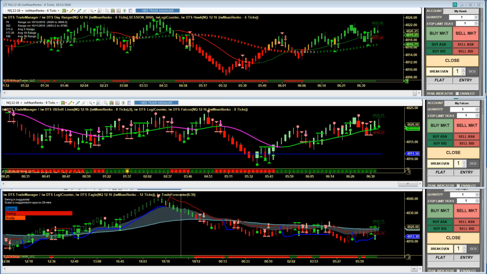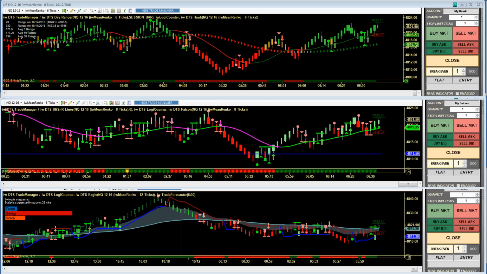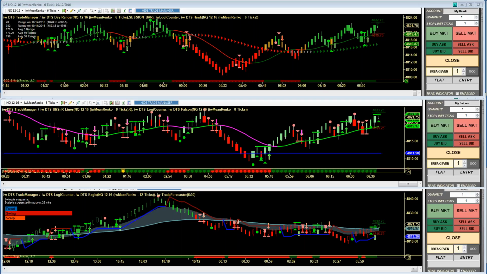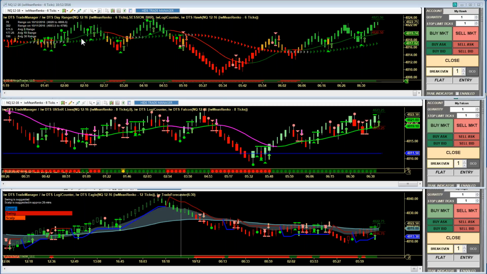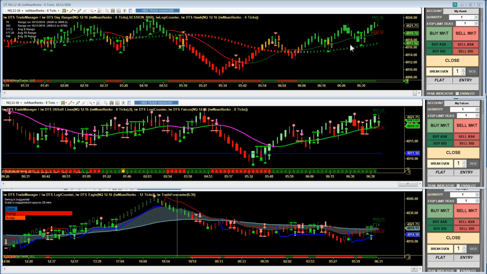I'm going to give you a really quick overview of what you're looking at here. This is the diversified trading system. And it's diversified because we're looking at the market from three different points of view. Across the top, I have my Hawk Scalper. Through the middle, I have the Falcon Swing Trader. And across the bottom, we've got the Eagle Trend Trader.